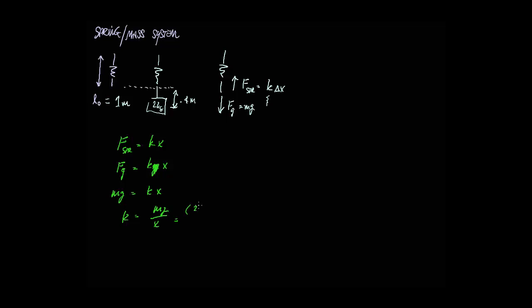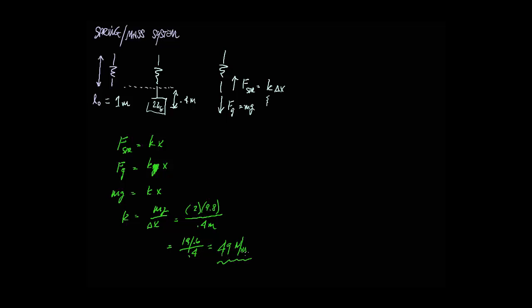So what's that going to be? 2 times 9.8 over x. Now x is really a delta x, how much it's stretched. And we see a stretch of 0.4 meters, so we're going to have 19.6 over 0.4. And 19.6 divided by 0.4 gives us 49 newtons per meter. That means it's going to take 49 newtons to stretch that every meter.